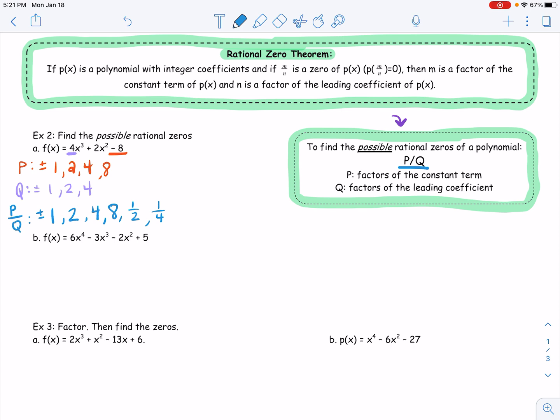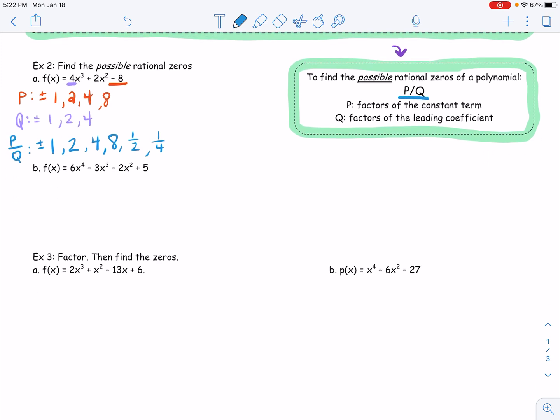What you're going to learn a little bit later on is that the degree of the polynomial is going to tell us something very important, okay? And you might already have an idea of it, but for right now, this is all we want to practice, just finding those possible rational zeros, and this is it right here. This is our answer, okay? All right, let's go to the next one.